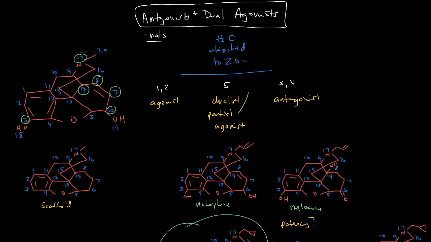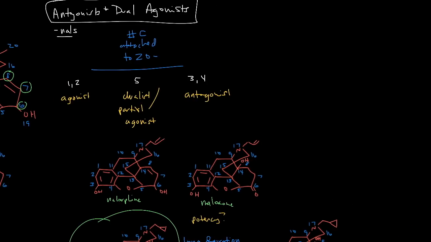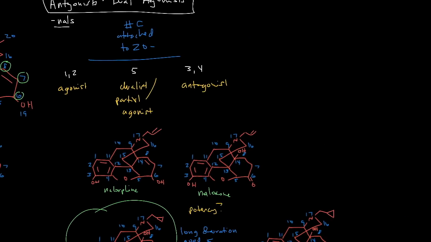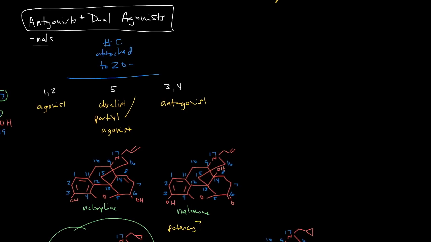The left side molecules are just for me to copy and paste because I'm lazy. We're also going to talk about your dual agonists. So these all start, in the names, with NAL. I'll call these your NALs, like your naltrexone, naloxone, nalbuphine. So antagonists and dual agonists are basically your NAL derivatives.